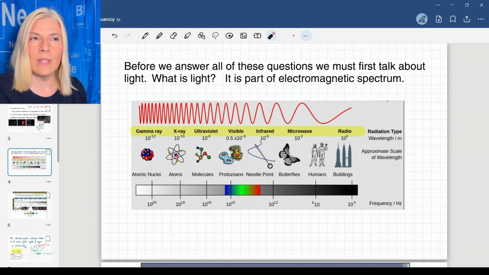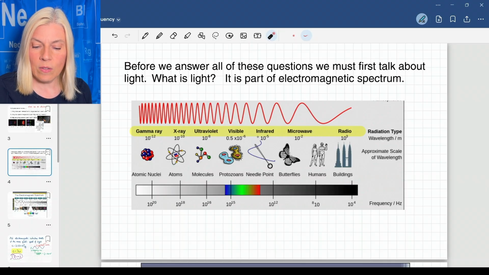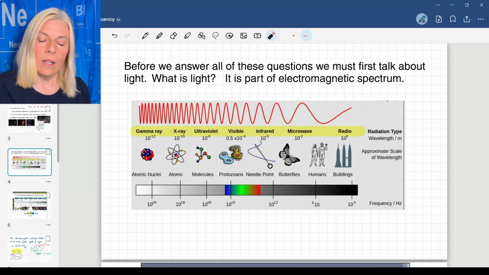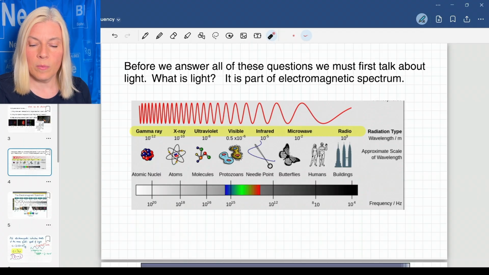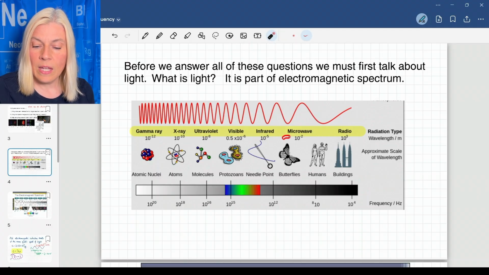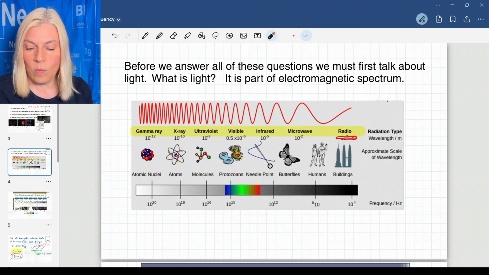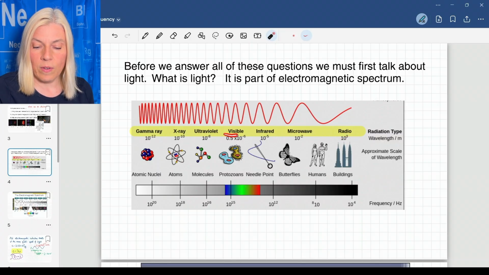Night vision goggles use infrared. It senses heat. And the James Webb telescope actually uses infrared light to see the stars, which is really incredible. Then we have microwaves and radio waves on this side of the visible light. And the other side of visible light is violet.